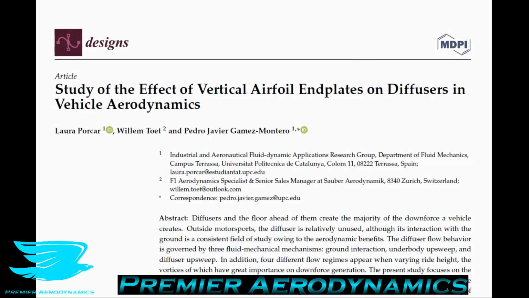In this second podcast, so 109, we're going to be looking at the CFD setup, so the actual results, and whether these vertical end plates do work or not. So we're going to finish off the second half of this paper called Study of the Effects of Vertical Airfoil End Plates on Diffusers in Vertical Aerodynamics. So again, this is open access, so you can find it in the link in the description. So let's continue where we left off last podcast.